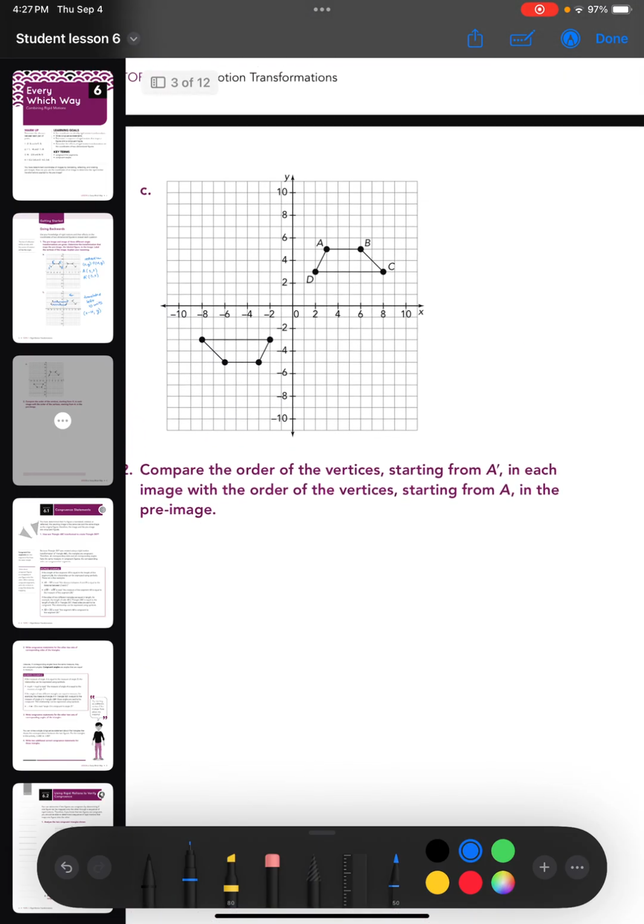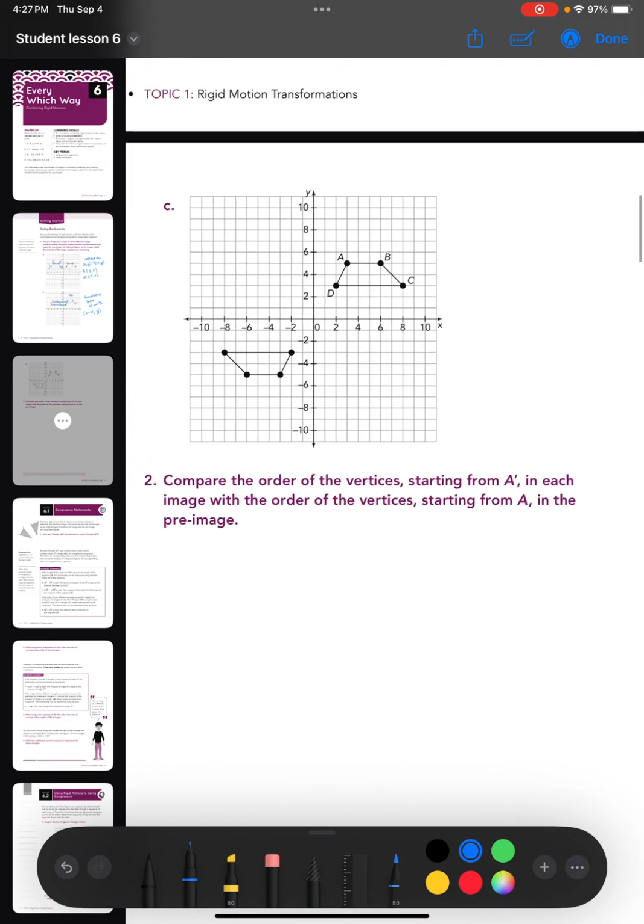Okay, moving on to the next page, we got one more of these. What we're looking at on C is we have a rotation. As far as trying to figure out what rule to check, remember we talked about in our rotations lesson that every time we move one quadrant, we're moving 90 degrees. So since this moved 2 quadrants, the first thing I would check is our rule for rotating 180 degrees.